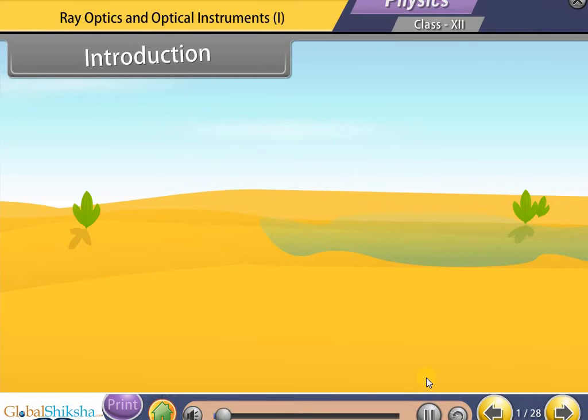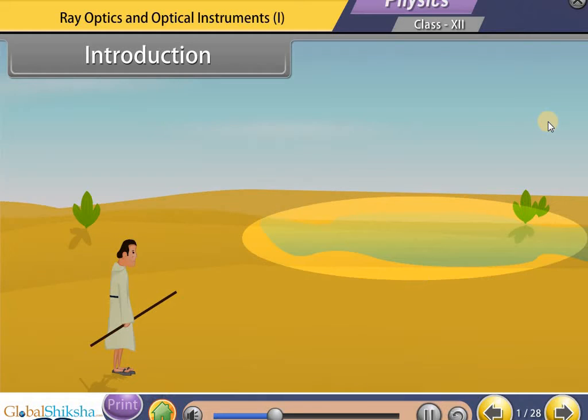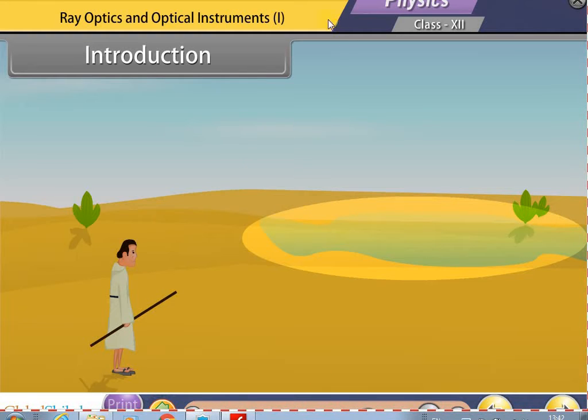Introduction. Hey kids, today we learn ray optics and optical instruments. You must have heard that in a desert one can see a misleading appearance of water at a certain distance. So now the question arises: why does it happen? The answer is that the illusion of water is due to total internal reflection. It is an optical phenomenon that creates the illusion of water with inverted images of distant objects.